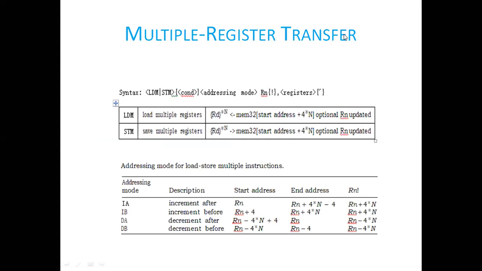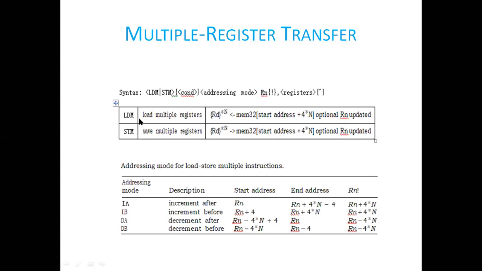Multiple register transfer instructions. So look at this one, LDM, that is load into multiple registers, or store into multiple registers, and then the conditions, and the addressing modes, that is after or before, we'll talk about that, and Rn, which is nothing but the register content, and that will be moved to multiple registers. We call it multiple registers, right? The contents of one register will be moved to multiple registers.